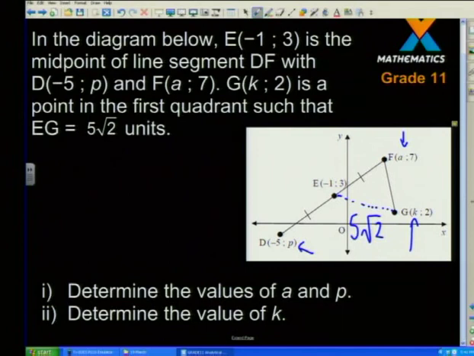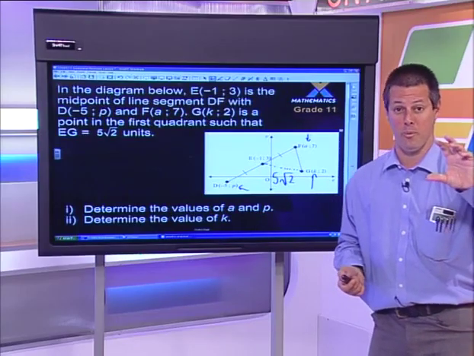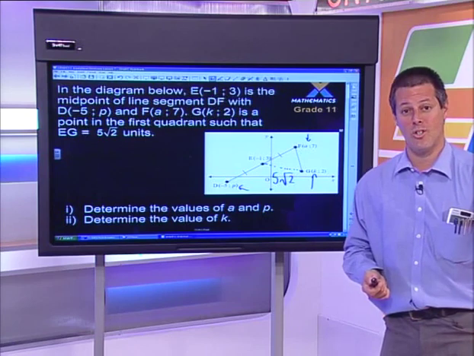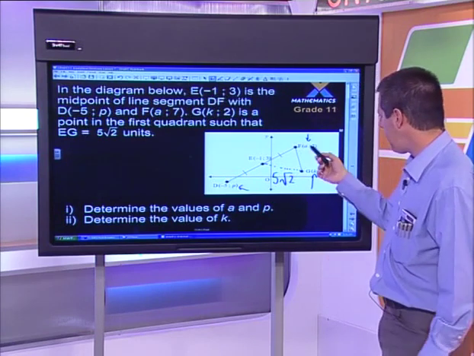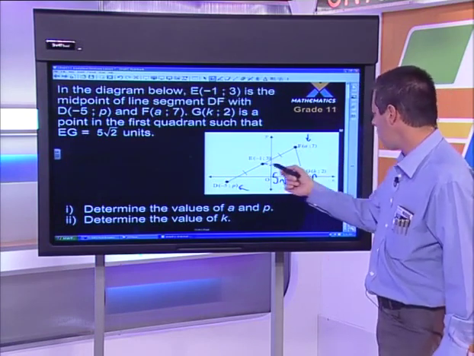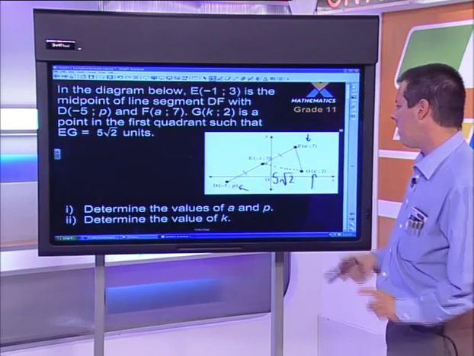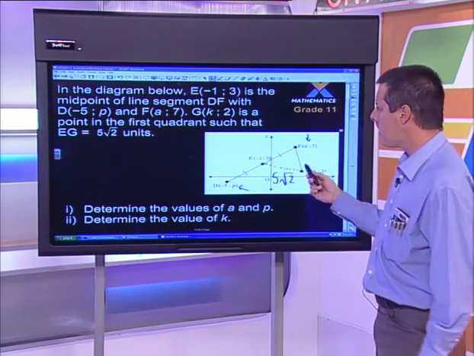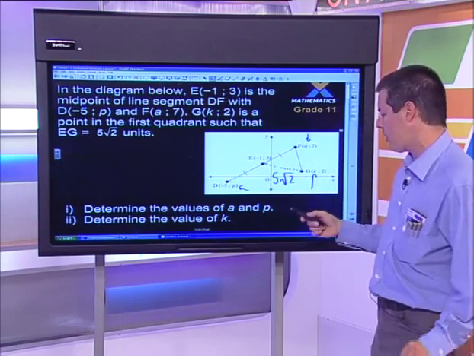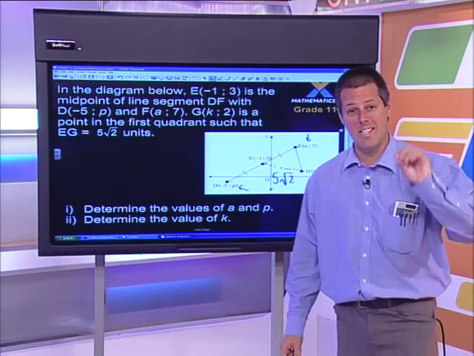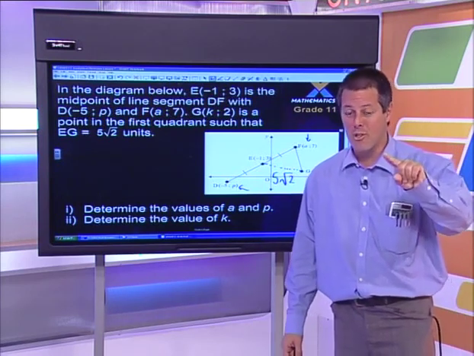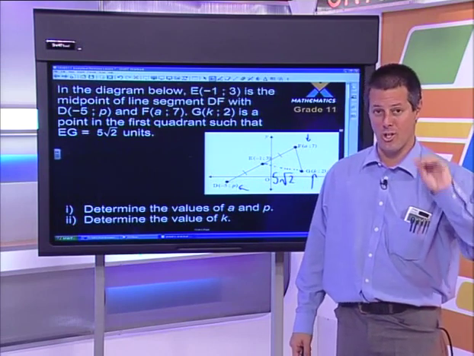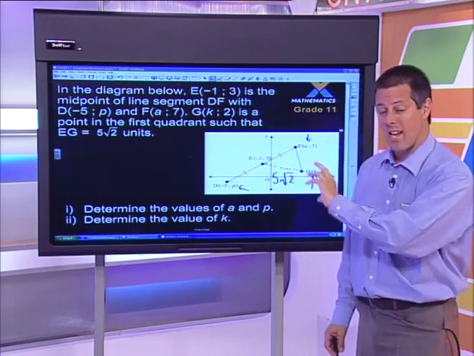Look very carefully. We give you E and it's a midpoint. That's a huge clue, because that's telling you the formula to use. So we're going to solve for P and A. Then we've given you the length of EG. The distance EG is 5√2. The fact that I'm talking about distance or length is a massive clue as to what formula we're going to use. So please, will you take that down?